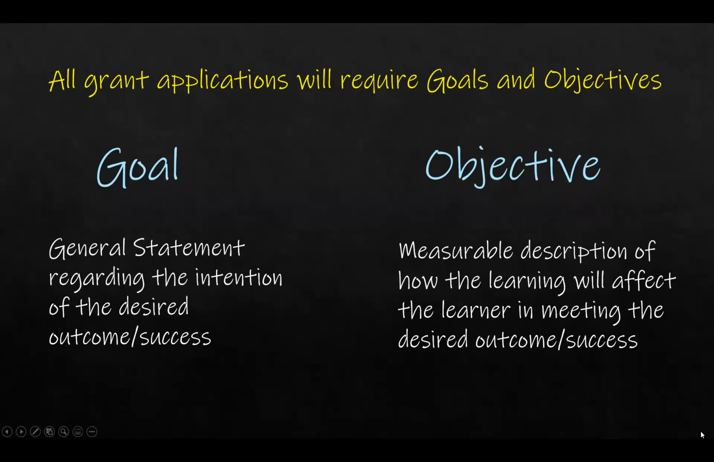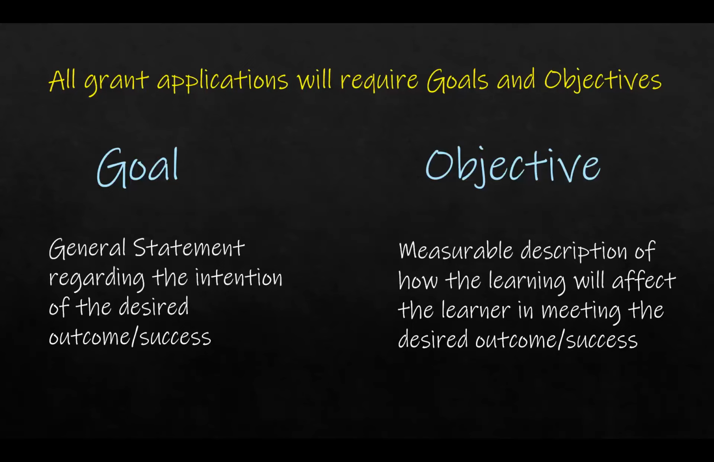All grant applications will require you to write a goal and objective. A goal is a general statement regarding the intention of the desired outcome or success. The goal is the big, broad plan that you have in place. What is the thing that you want to accomplish? Your intended outcome. The objectives are how you are going to meet the goal through different activities.